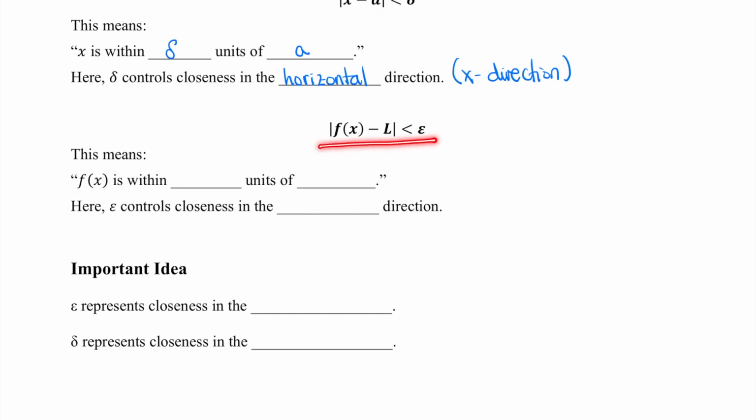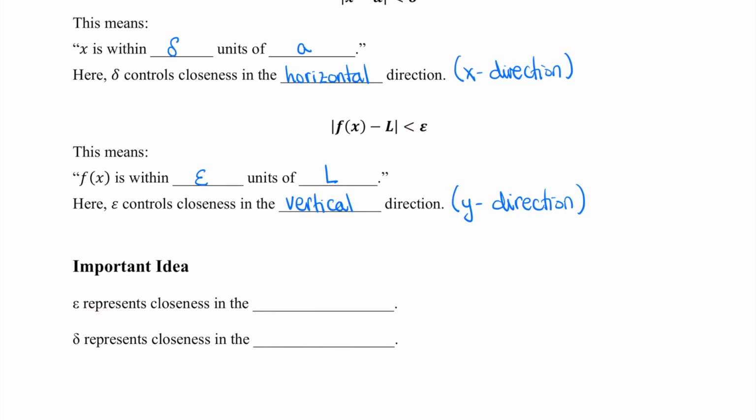This expression measures the distance between f of x and L. When we write absolute value of f of x minus L less than epsilon, it means f of x is within epsilon units of L. So epsilon controls closeness in the vertical direction, or the y direction. Epsilon represents closeness in the y values, or the output.